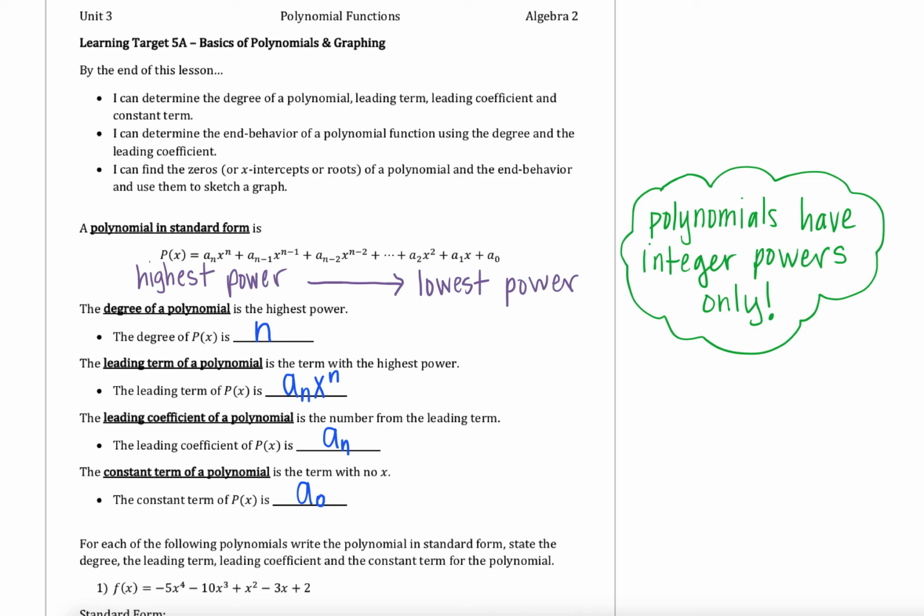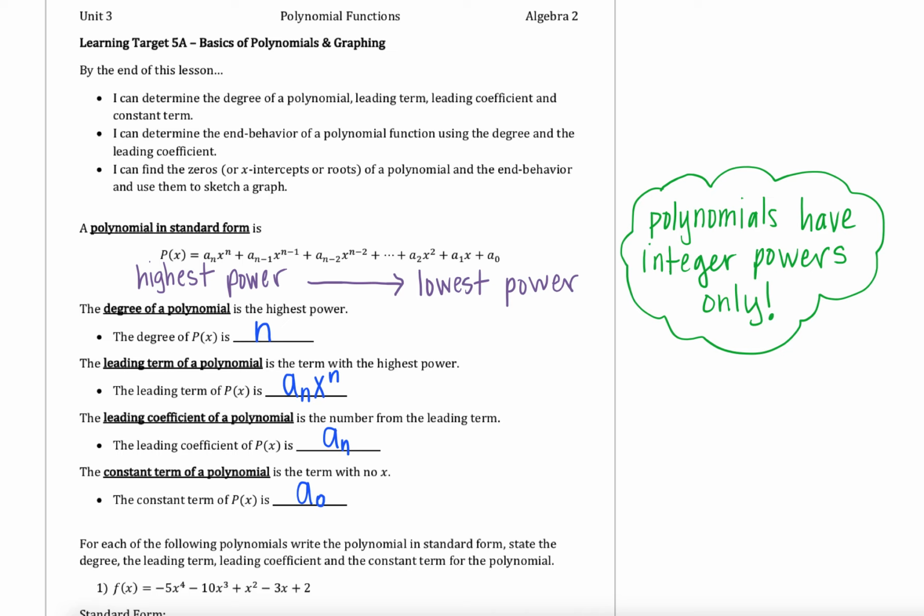First video in Unit 3. Unit 3 is going to be all about polynomial functions. And in Learning Target 5A, we're going to learn about the basics of polynomials and how to graph a few examples. By the end of this lesson, you will be able to determine the degree of a polynomial, the leading term, the leading coefficient, and the constant term.